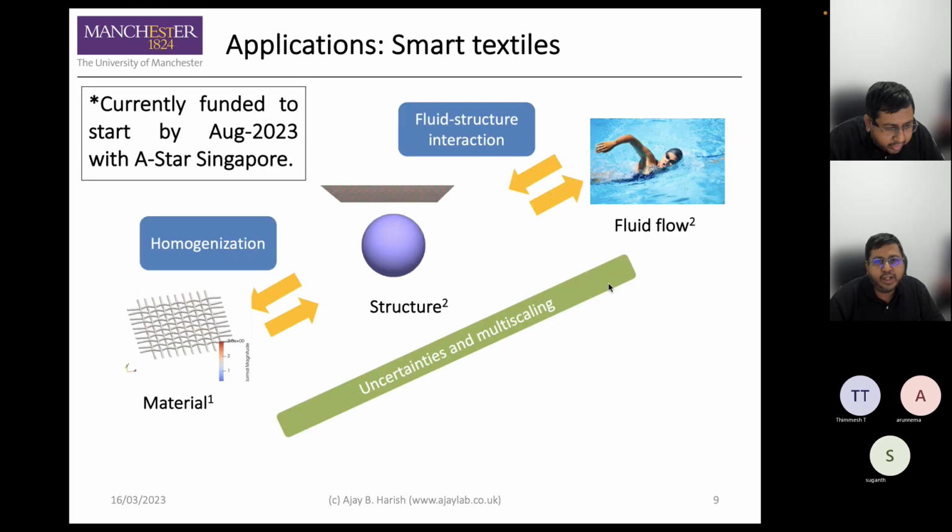PhD. One of the recent projects, funded through a collaboration with A-Star in Singapore, was to look at multi-scale modeling of materials, but more on fluid structure interaction, and to see how we can build smart textiles for various kinds of applications, ranging from sports to several others, like defense and so on. We wanted to look at multi-scale modeling of textiles and see how these uncertainties would grow from the lowest micro scale all the way to the fluid structure interaction of these structures as well.